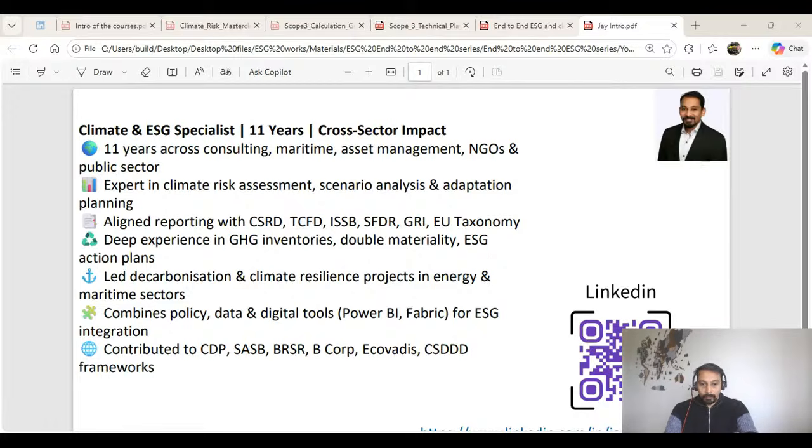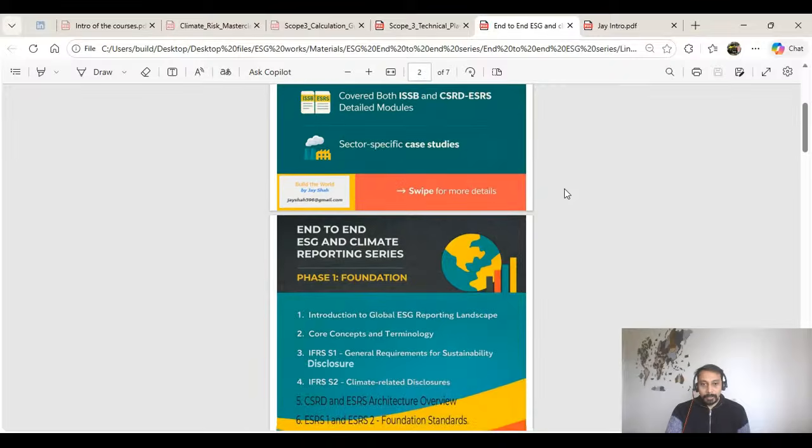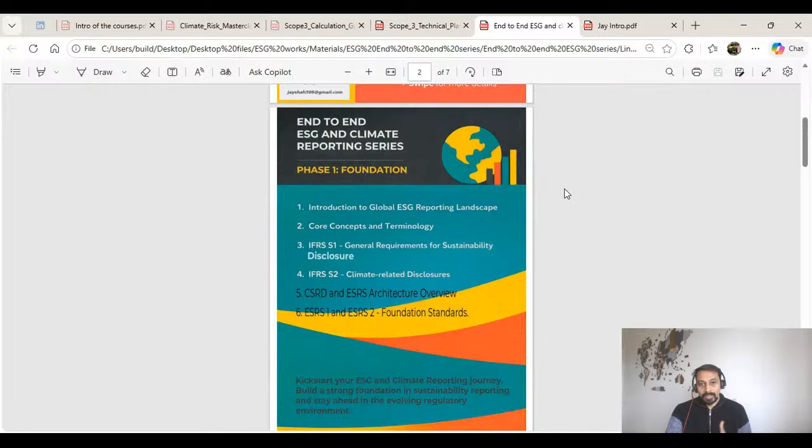Phase one, foundations, covers an understanding of the global ESG reporting landscape for core sustainability reporting work, as well as the various standards, mostly from the EU as well as the ISSB. The ISSB applies across various jurisdictions and needs to be reported by listed companies in various countries. We have covered these already, and modules 1 to 6 are already live.